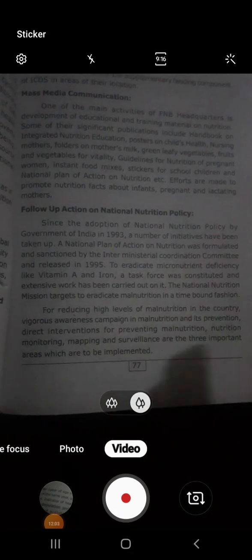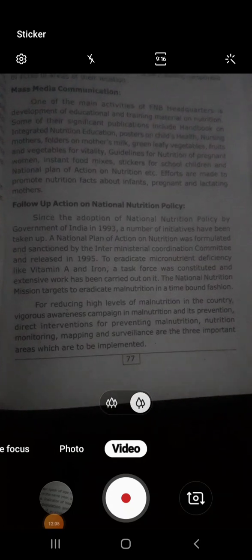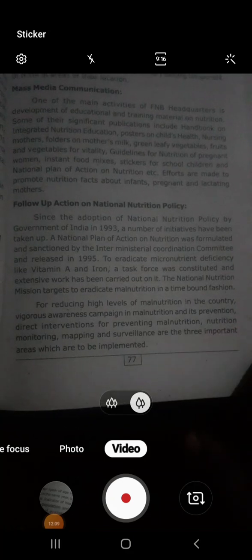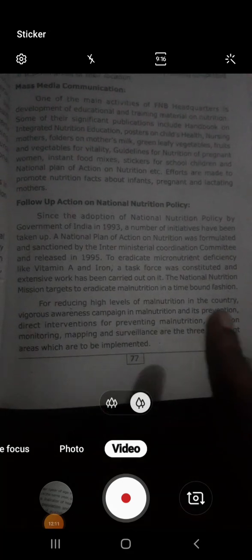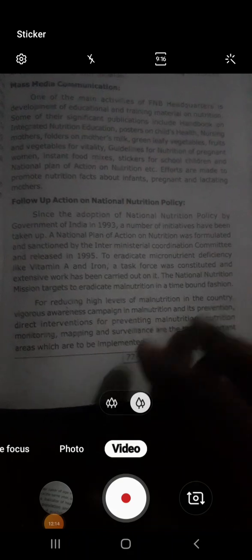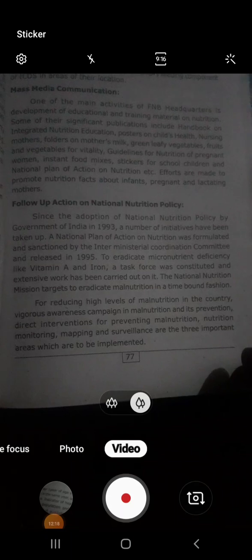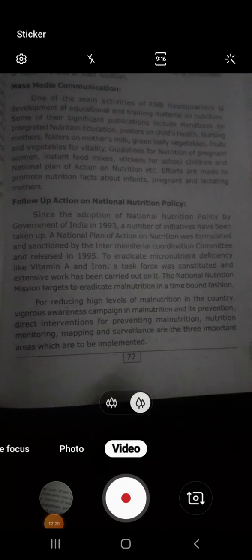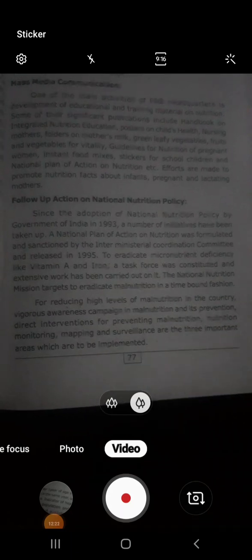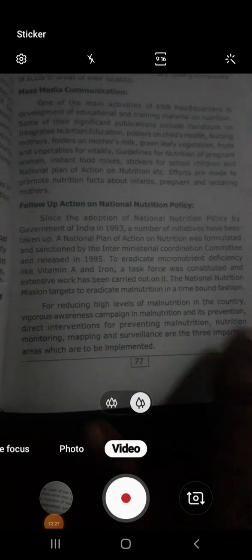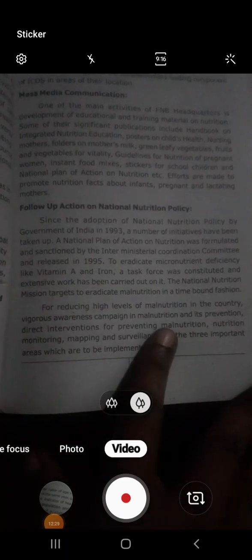Then the National Nutrition Mission will reduce malnutrition in a time according to the year. To reduce high levels of malnutrition in the country, they created awareness campaigns on malnutrition and its prevention. Monitoring, mapping and surveillance are the important areas to be implemented to decrease malnutrition. The National Nutrition Policy has been implemented mainly through this. This is nothing but FNAB.